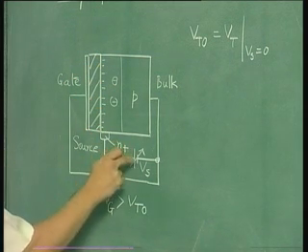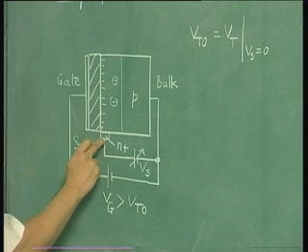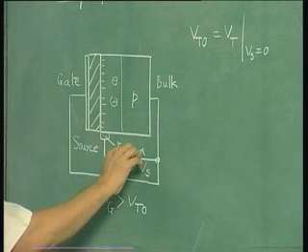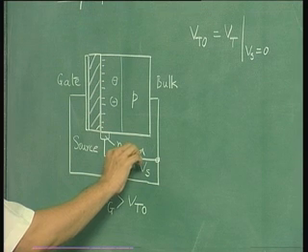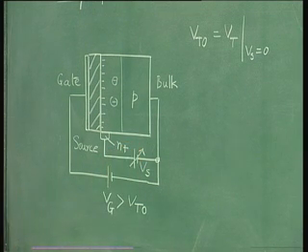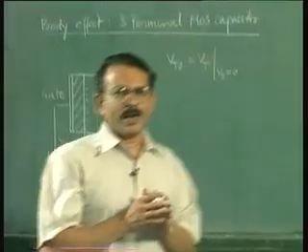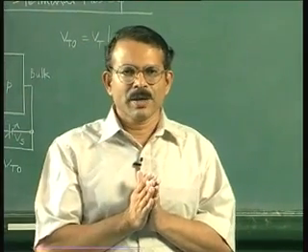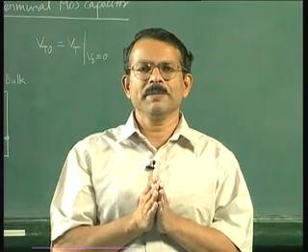Now you superimpose a Vs here, you connect a Vs between the source and the bulk, and you start increasing this Vs from very small values, and you see the effect. Now one doubt will arise: what should be the polarity of Vs? Should it be positive or should it be negative?